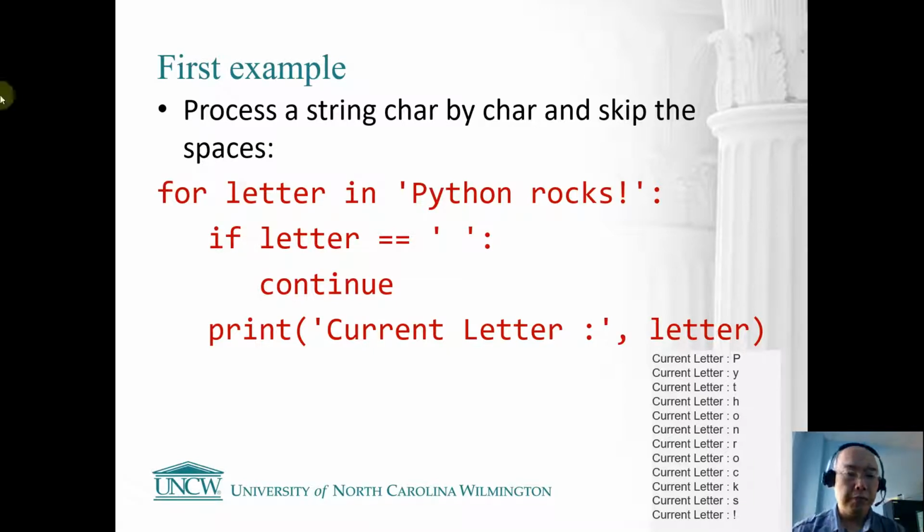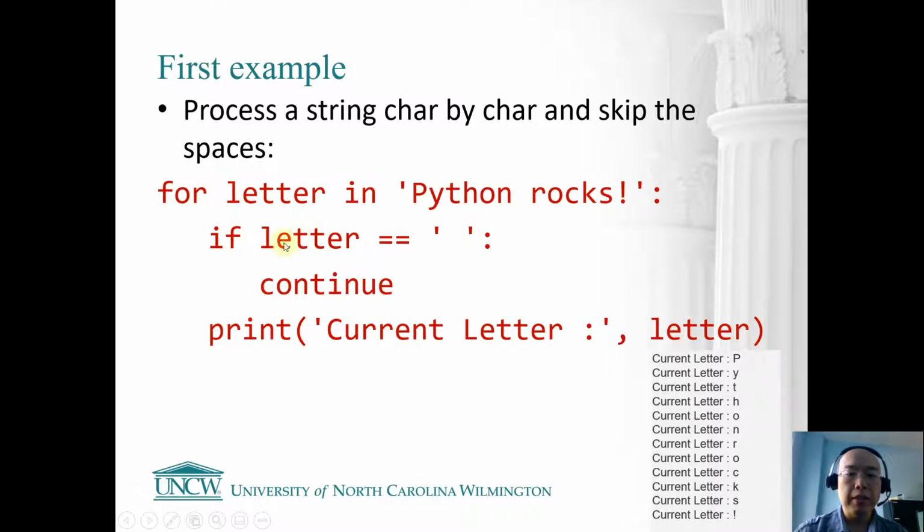Well, this is a for loop. I'm using the for loop to visit all the characters one by one in this string. And then the control variable is called letter. So for each letter, I'm going to visit Python and then a space, right? And in the body of the for loop, I have an if letter equals space. If the letter equals space, I do a continue. That means for the current round, skip the rest of the iteration and then resume in the next round.